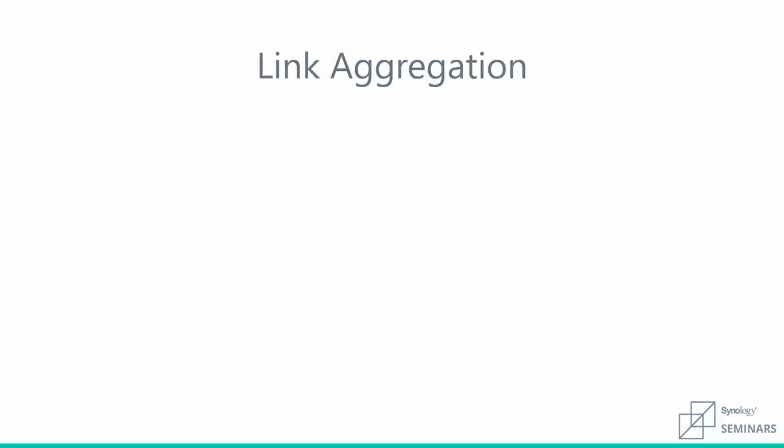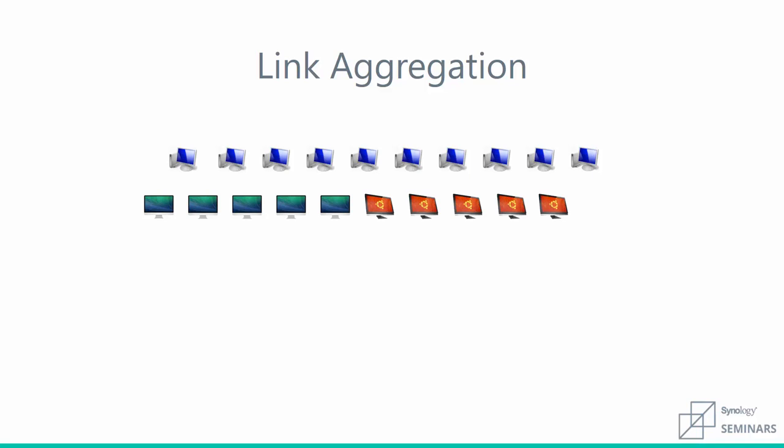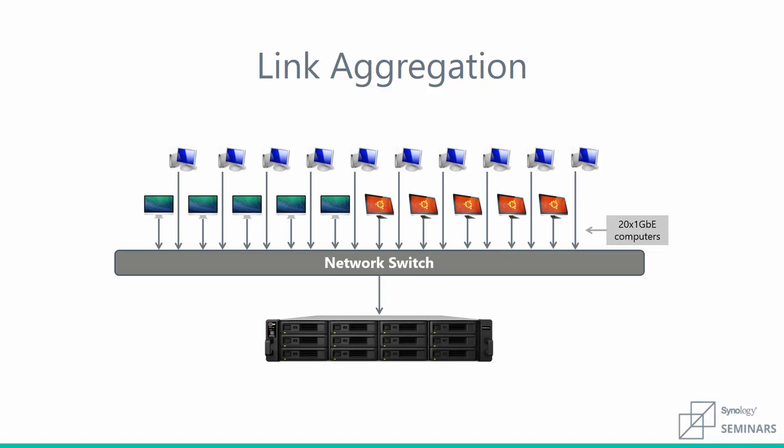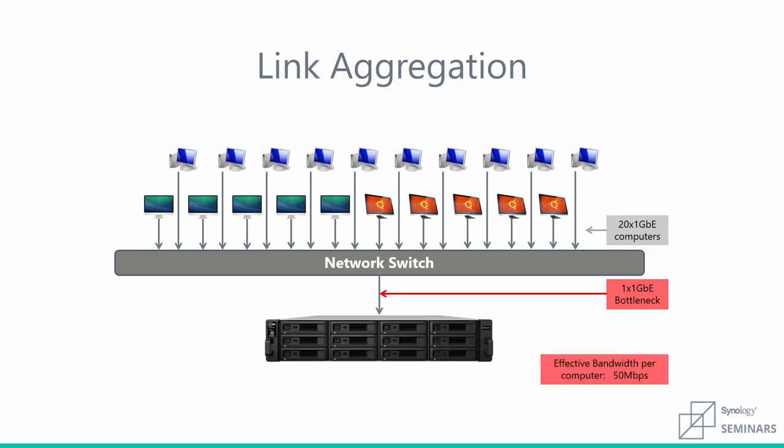We're going to highlight some performance tuning options here, and we're going to start off with link aggregation. So let's say we have 20 computers all connected to a network switch with a 1 gig connection. Now this same 1 gig connection is going to a Synology NAS. As you can see, this 1 gig connection from the switch to the NAS is a bottleneck. It's giving each computer an effective bandwidth of about 50 megabits per second.